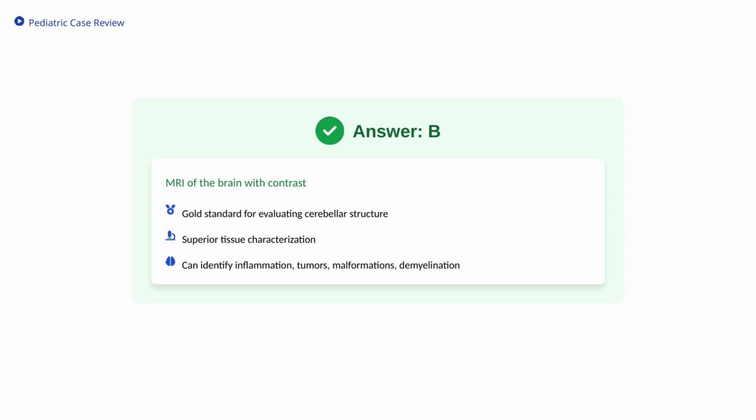MRI of the brain with contrast is the imaging study of choice for evaluating cerebellar ataxia in children. It offers superior tissue characterization compared to CT scans and can identify inflammation, tumors, structural malformations, and demyelinating conditions that may affect the cerebellum. While CT may be performed first in emergency situations due to speed and availability, MRI provides much more detailed information for cerebellar pathology. X-rays cannot visualize brain tissue, and ultrasound is only useful in infants with open fontanelles.